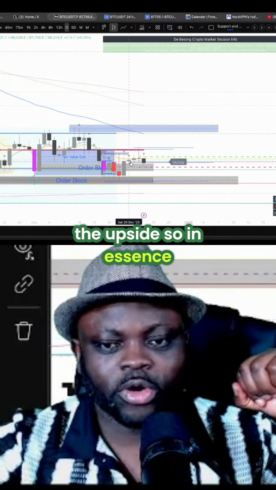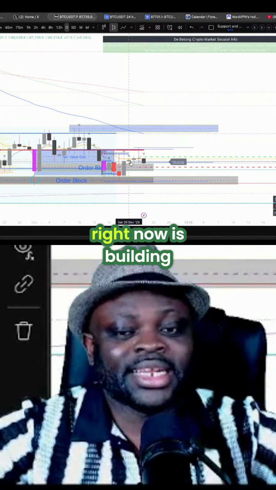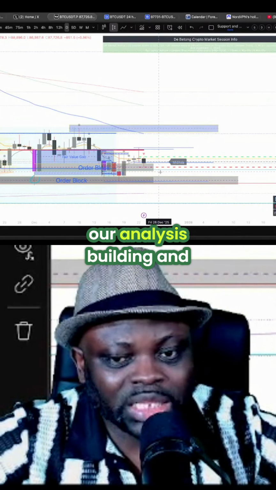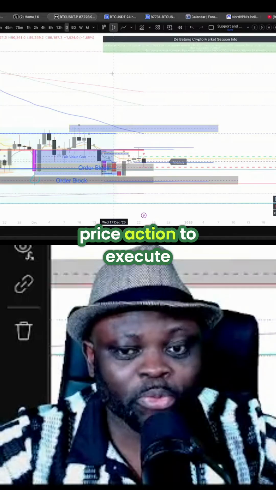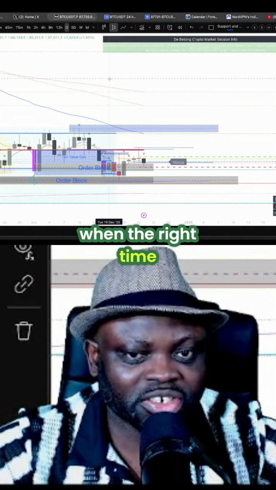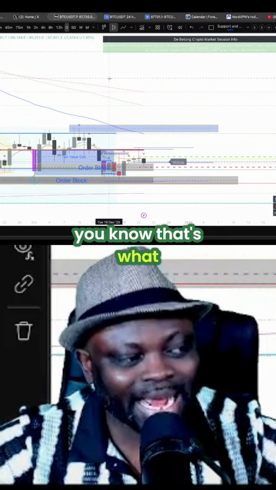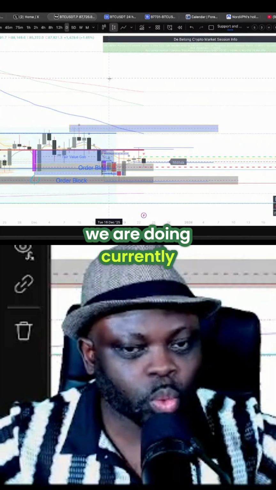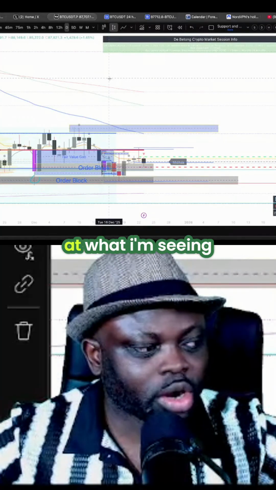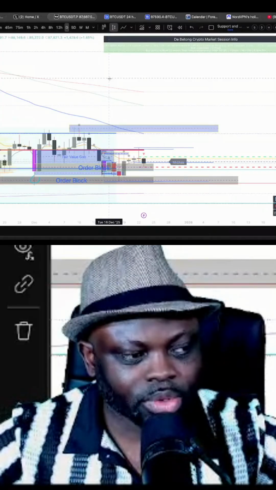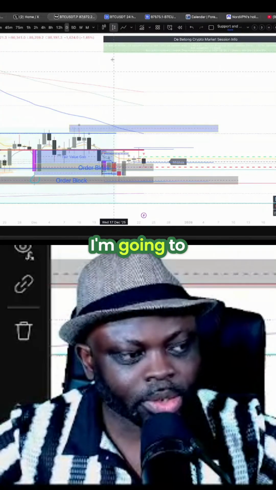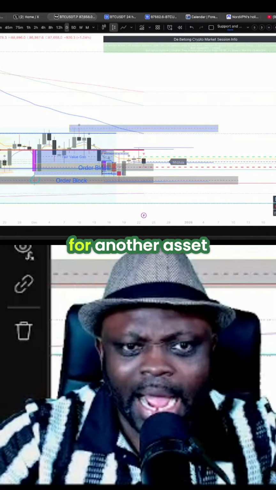So, in essence, what we are doing right now is building our analysis, seeing what price is doing based on previous price action, to execute when the right time comes. That's what we are doing currently. If you look at what I'm seeing here on the chart, now I'm going to look for another asset.